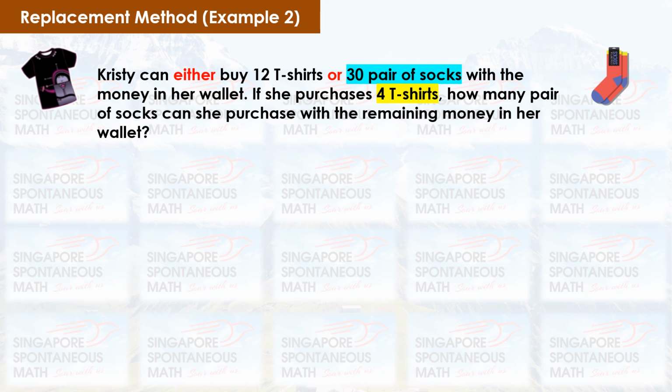Christy can either buy 12 t-shirts or 30 pairs of socks with the money in her wallet. If she purchases 4 t-shirts, how many pairs of socks can she purchase with the remaining money in her wallet?